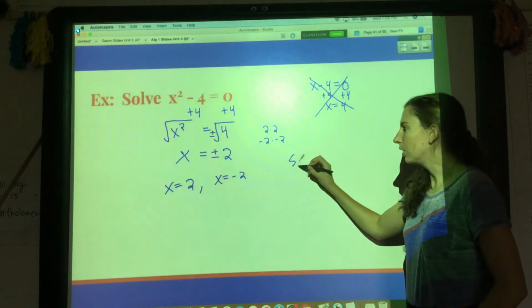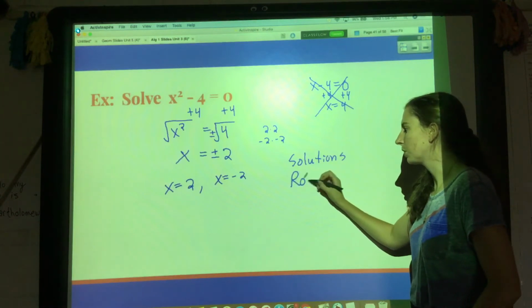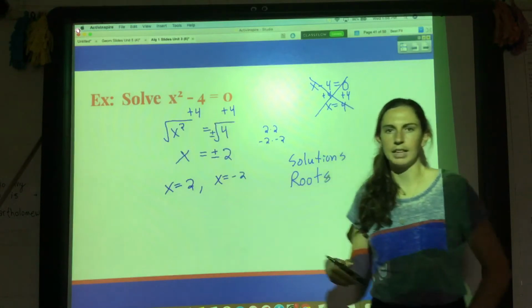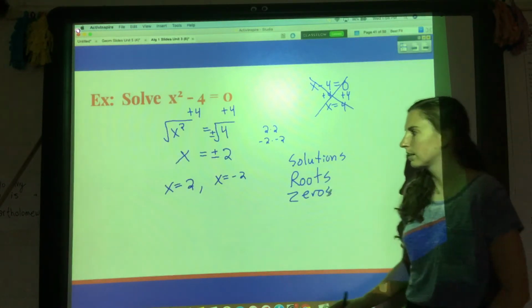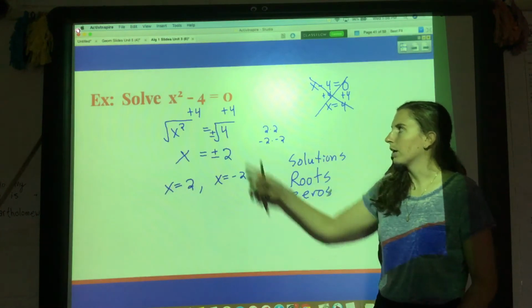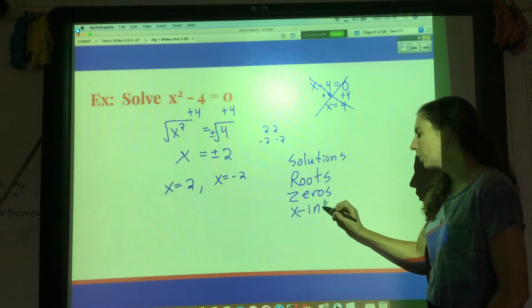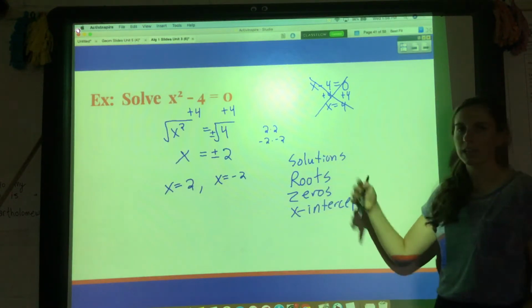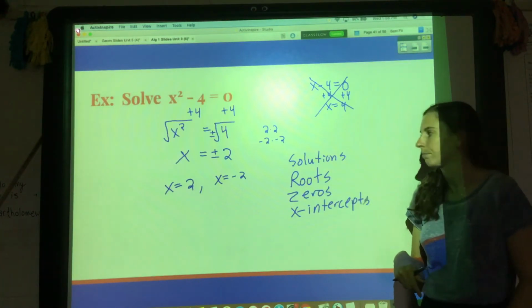Sometimes these solutions are also called roots. They're called roots because you take the square root to find them. They're also called zeros because it's where it equals 0, and they're also x-intercepts. All 4 of these words mean the exact same thing. So just be on the lookout for that. If it asks for roots or zeros, it's just asking you to solve it.